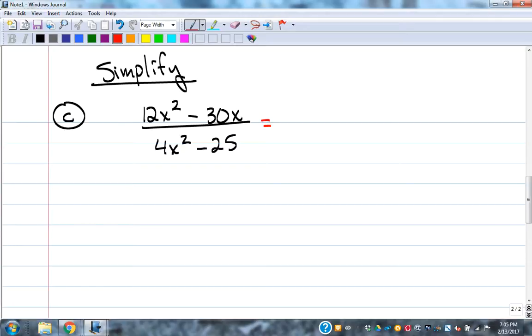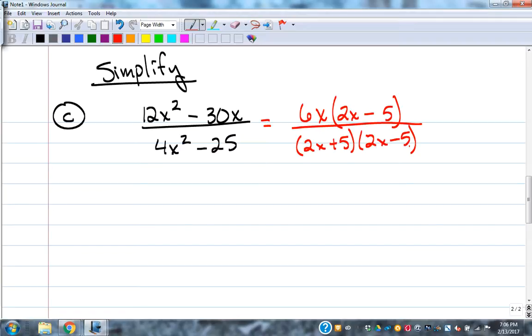What's the first thing you always look for? Which is? And an X. What's that leave left in those parentheses there? 2x minus 5. Okay, denominator. Look out. Doesn't matter what order you write those in. I wrote the plus first. Then, what cancels? 2x minus 5.